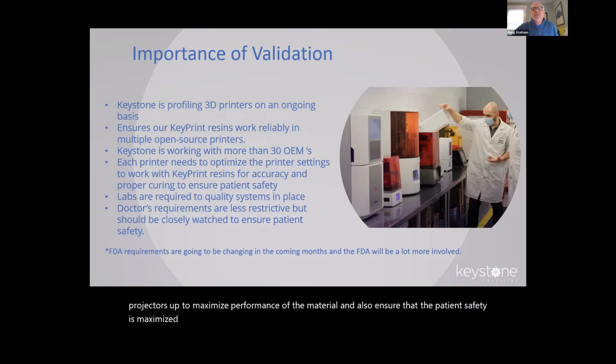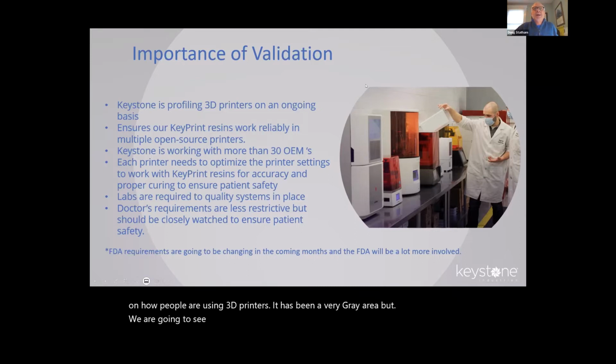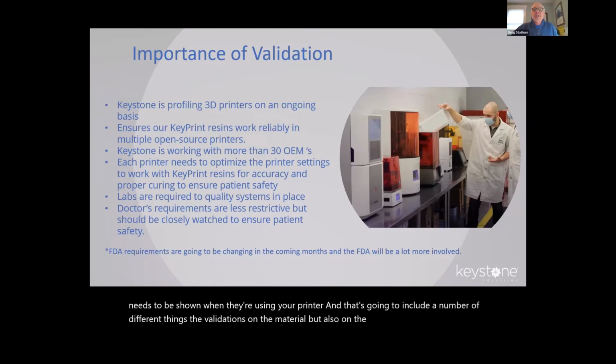When you're looking at using a printer in your laboratories, you want to make sure that you're covered as far as the quality systems checks that are in place. We are going to see some changes in this in the coming months from the FDA and the governing bodies on how people are using 3D printers. It has been a very gray area, but we are going to see more restrictions or more guidelines from the FDA showing exactly what needs to be shown when they're using a printer. And that's going to include a number of different things, the validations on the material, but also on the printers. We, in fact, now are getting printers that are coming to us to do validations for them for their own materials, just because we've kind of gotten a very good process in place.